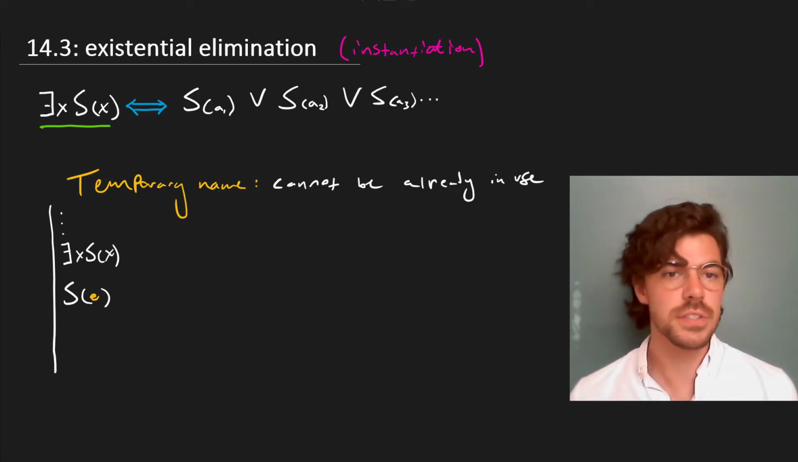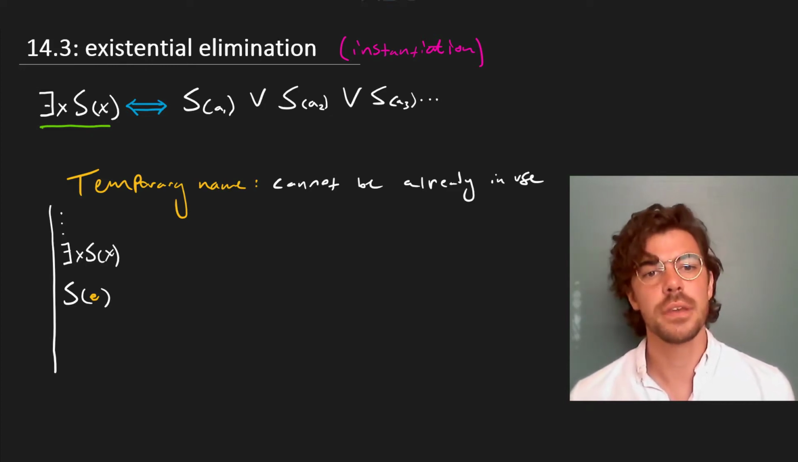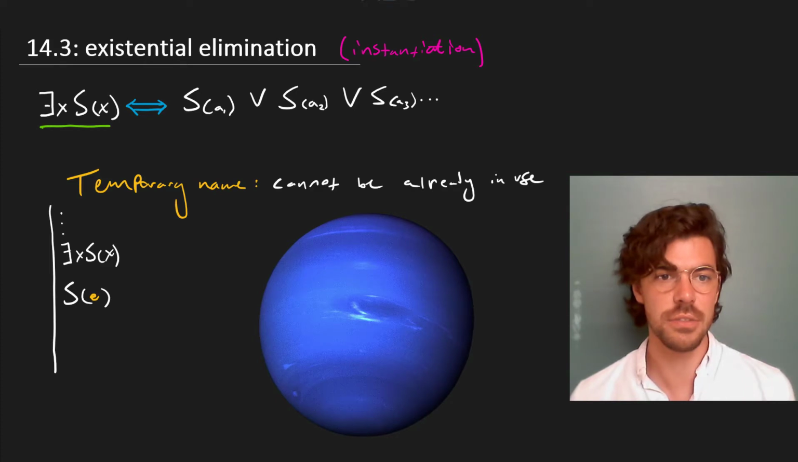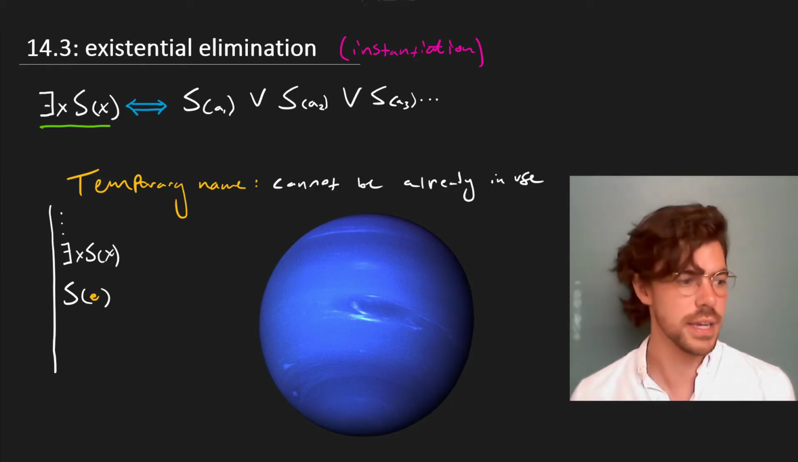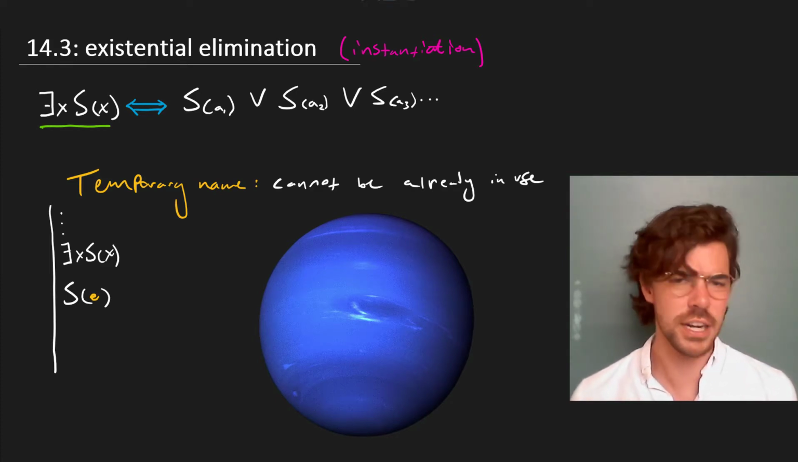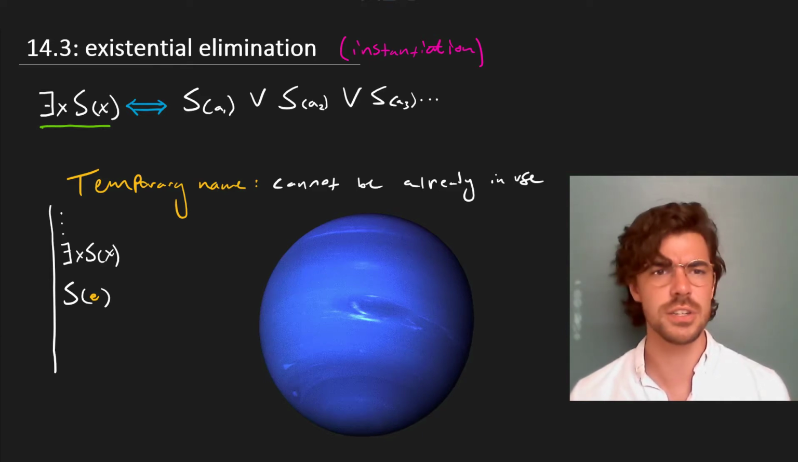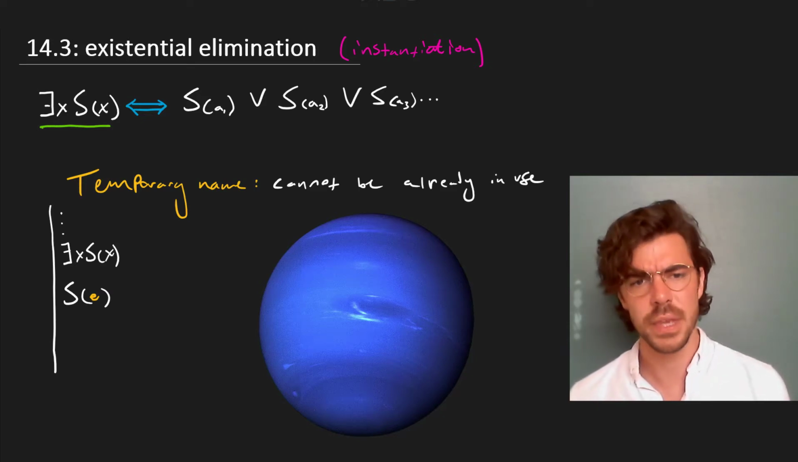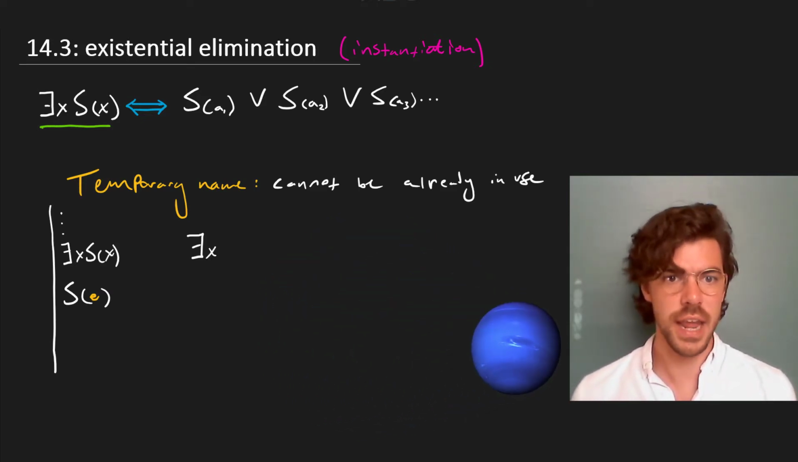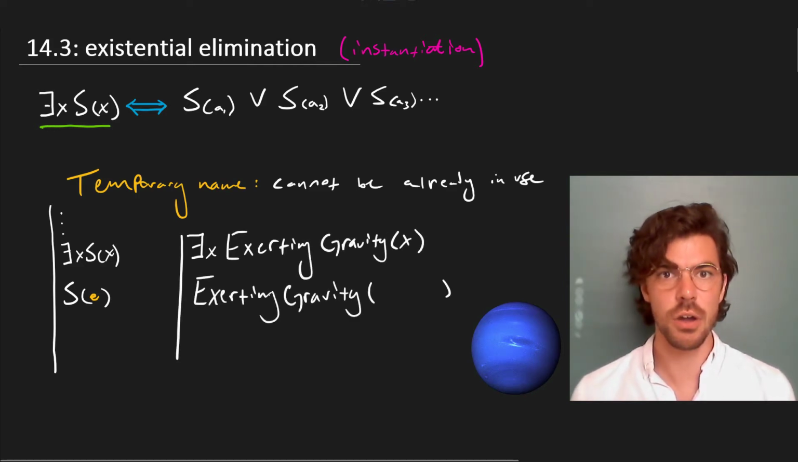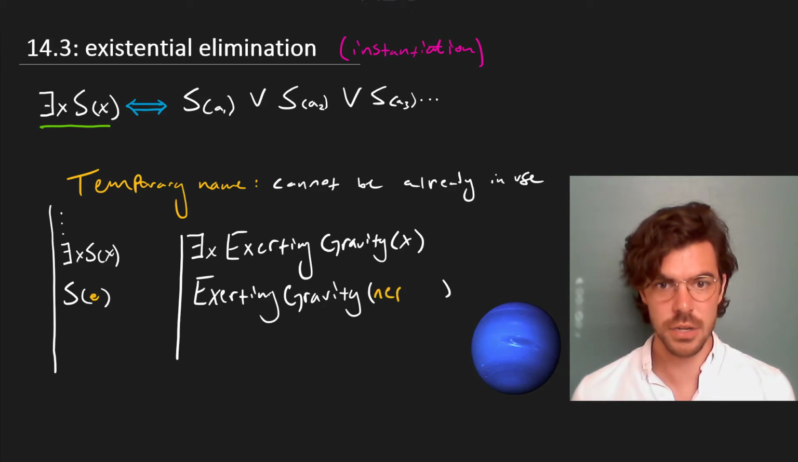Here's an example of this and how this has worked in history. It so happens that Neptune was posited before it was actually seen through telescopes. And the reason for this is because telescopes weren't strong enough, but there were disturbances in the orbits of neighboring planets that could be explained by the existence of another planet that couldn't be seen, but that was causing differences in their orbit. So you'd say, there exists an X such that it's exerting gravity, and from this, taking a name that's not already in use, namely Neptune, we can derive this sentence, Neptune is exerting gravity.